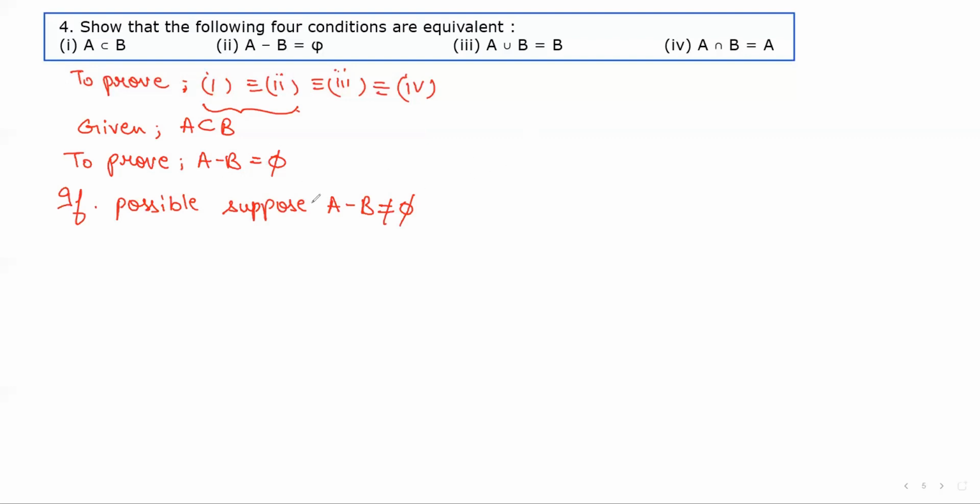Now, A minus B is not equal to the empty set. That means there exists an element. Therefore, there exists an element.